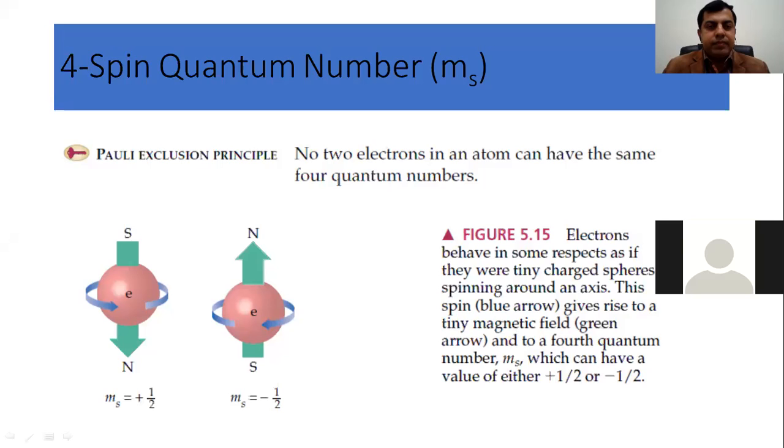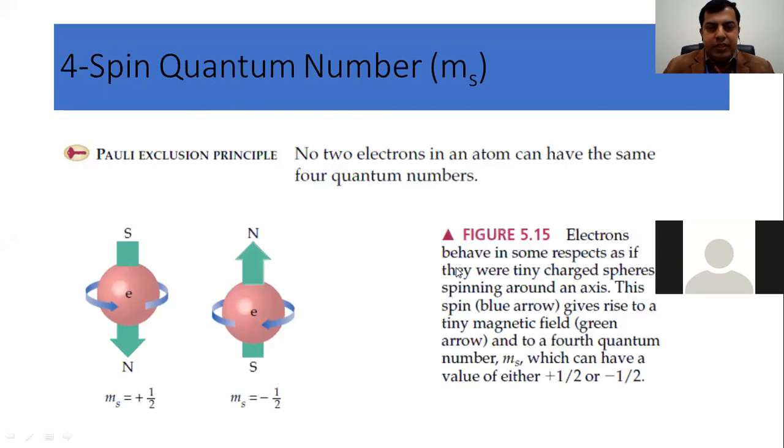So in the previous lecture, you have learned about the three quantum numbers. First was the principal quantum number, second was the angular momentum quantum number, and third was the magnetic quantum number. And this is the last and the fourth quantum number, and it is called the spin quantum number.